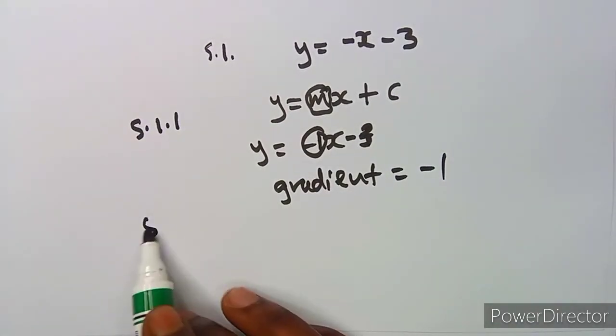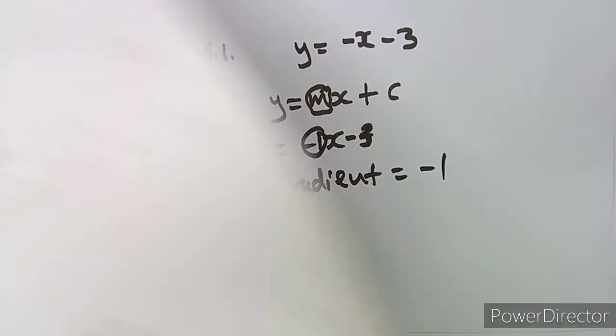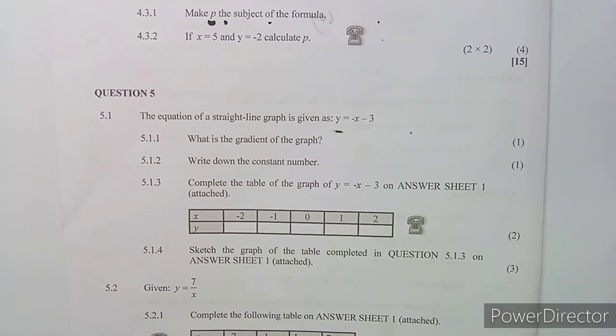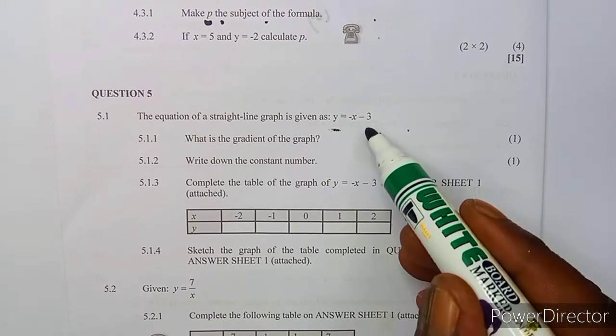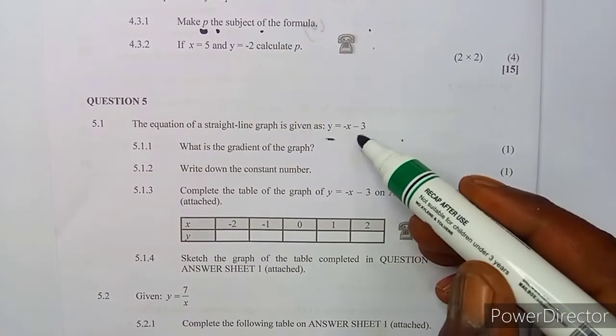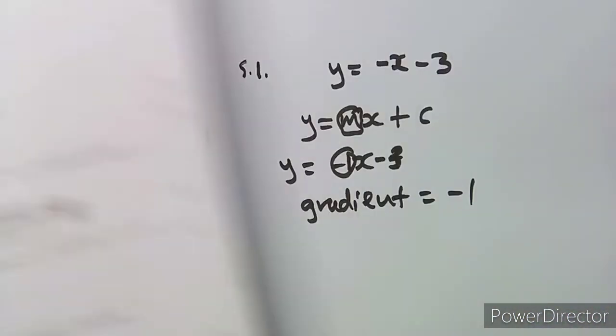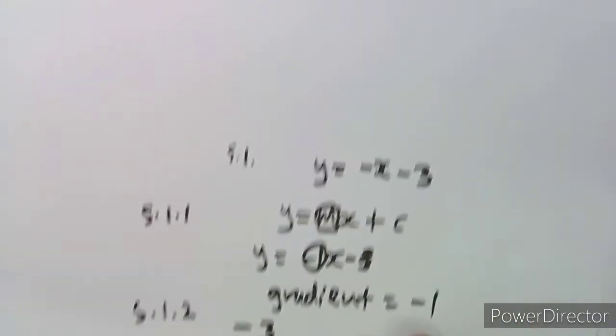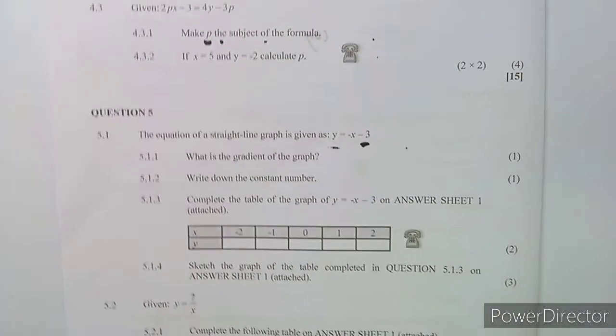Okay, then on 5.12, you are also asked to write down the constant number. The constant is the one that is not having a variable, which is this minus 3. Without a variable, this one minus 3, that is your constant. So the constant there is minus 3. All right, that's what we were given there.